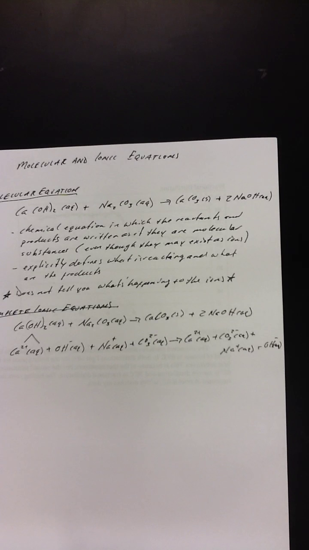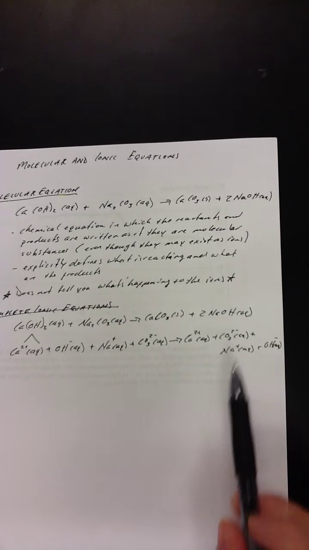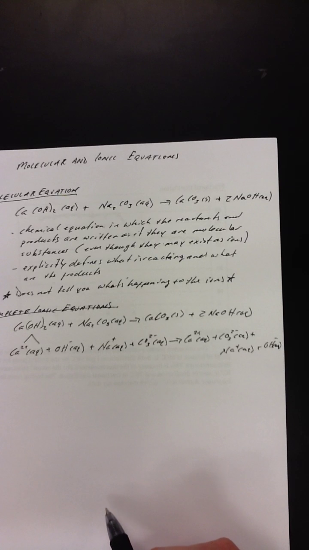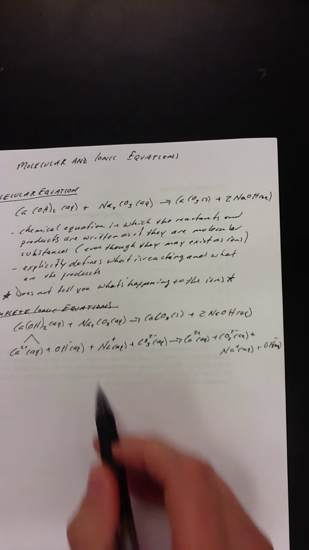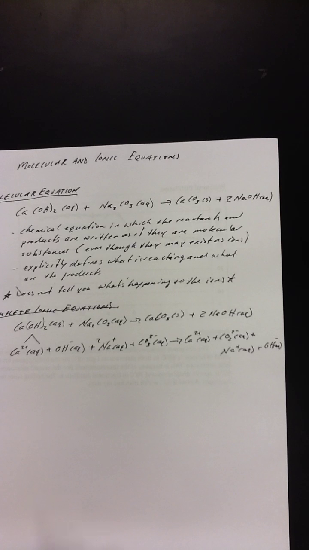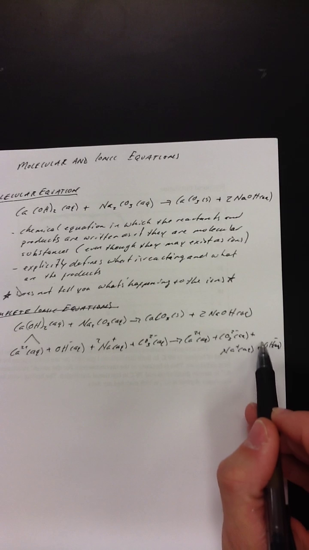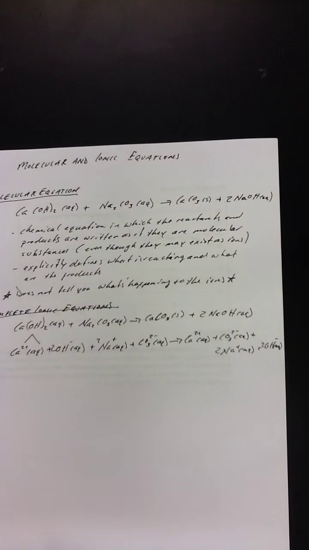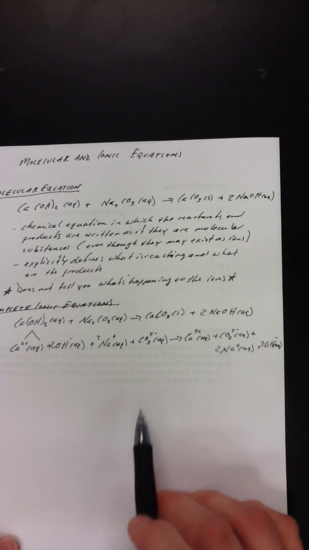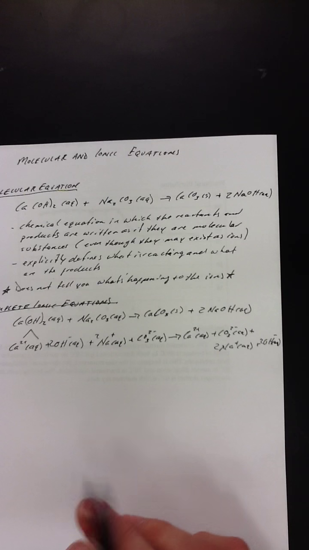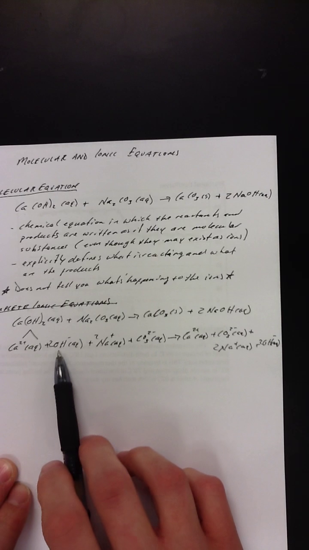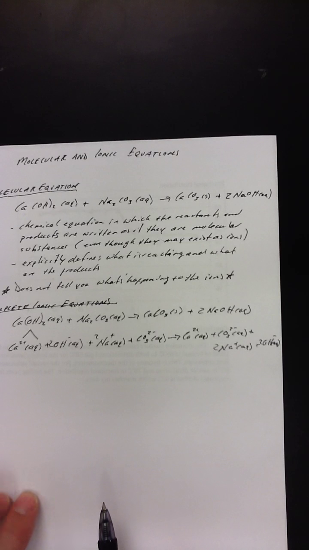Taking a look at this, we notice that it is not balanced in terms of hydroxide. So we could put a 2 in front of the hydroxide, 2 in front of the sodium, 2 over there, and now everything's all nice and balanced. So looking at the complete ionic equation, we can see that the reaction mixture begins as a solution of 4 different types of ions: calcium, hydroxide, sodium, and carbonate.